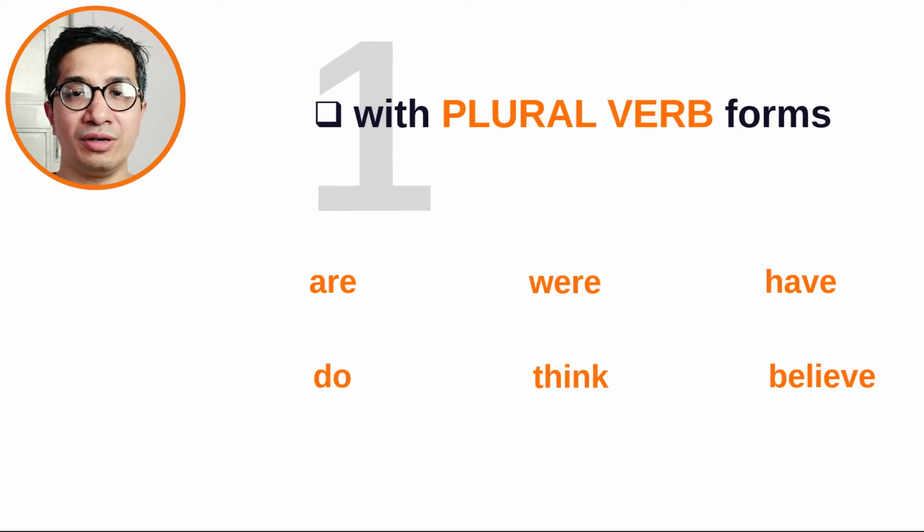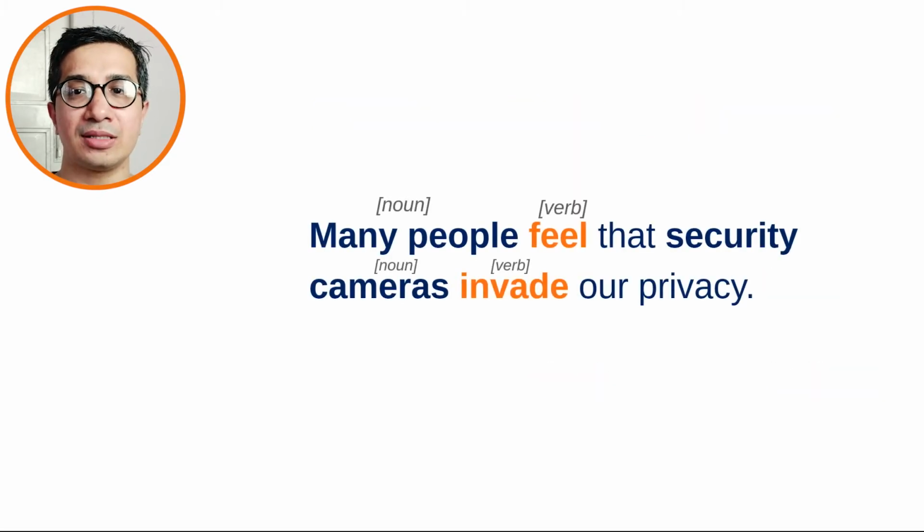Note that plural verb forms usually don't have an S or ES at the end of the verb. For example, many people feel that security cameras have invaded our privacy. Here we have two clauses joined by that. Each clause has a plural subject and its corresponding plural verb.